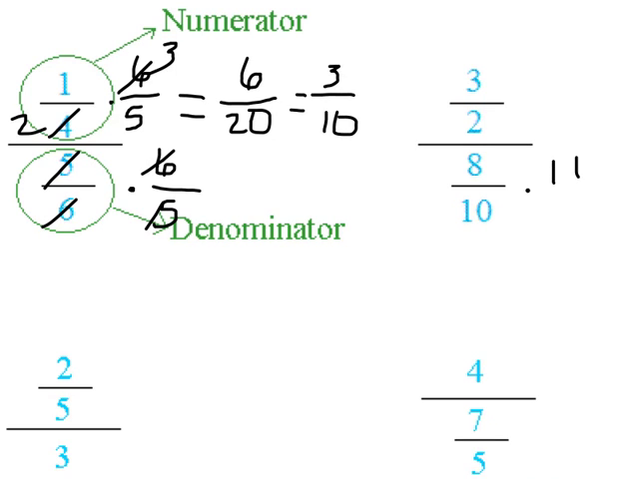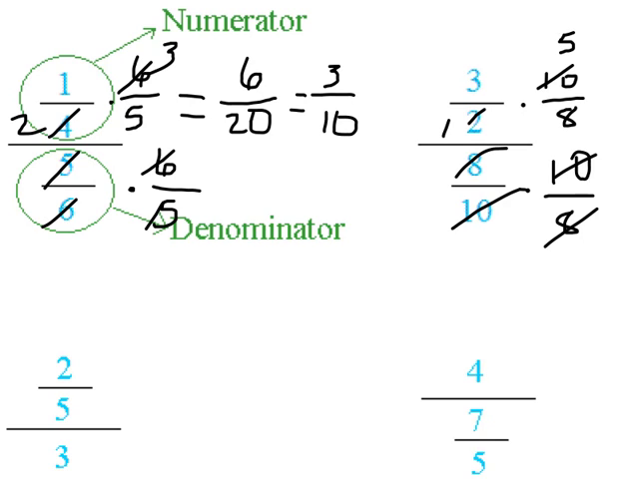Let's do this one. 10 over 8. This all cancels out, and this would be, let's see, that could be 1 and that 5, and that would be 15 over 8.